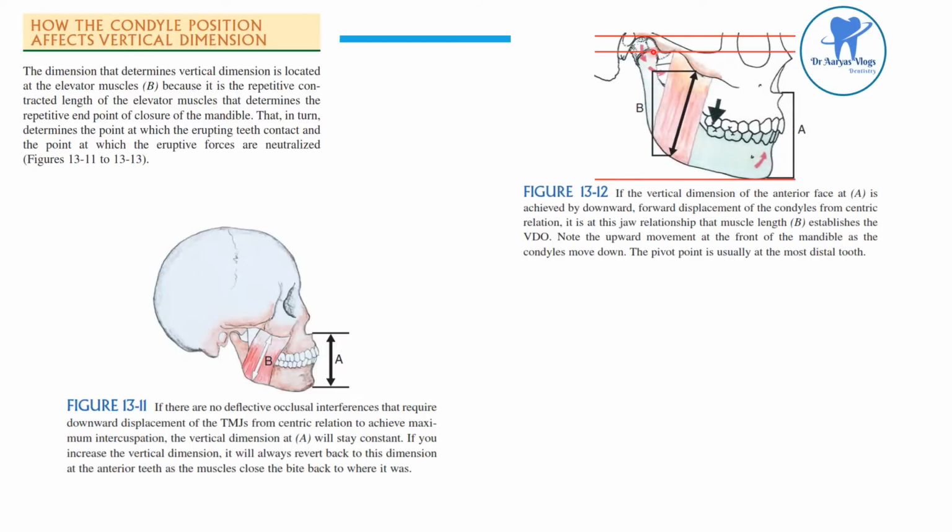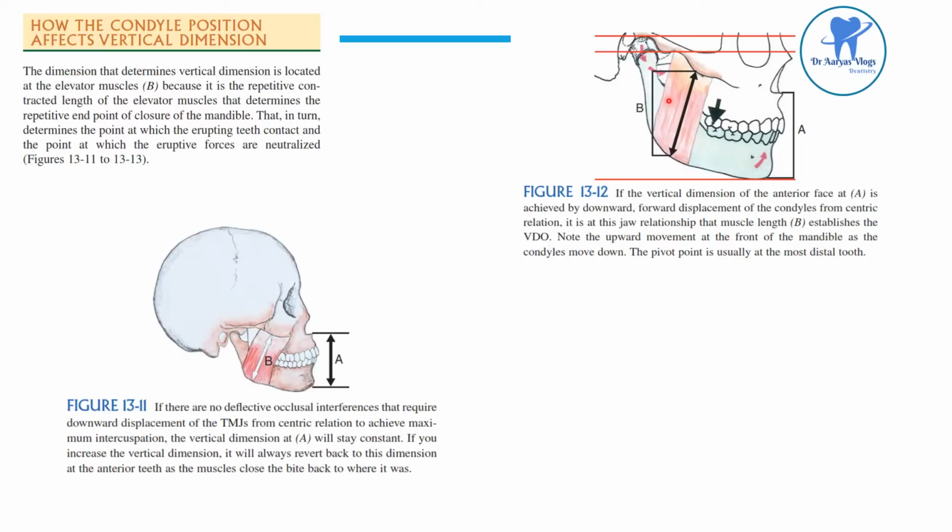This picture shows the vertical dimension of the anterior face is achieved by downward, forward displacement of the condyles from the centric relation. At this jaw relationship, it is the muscle length which establishes the vertical dimension of occlusion, not the upward movement at the front of the mandible as the condyles move down. The pivot point is usually at the most distal tooth.